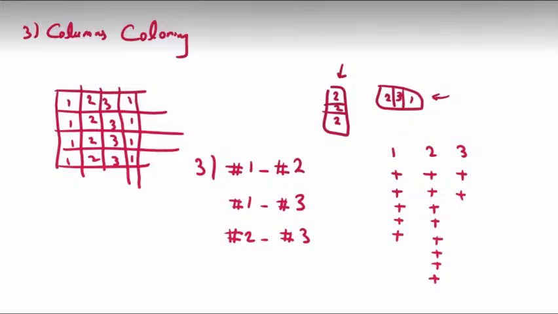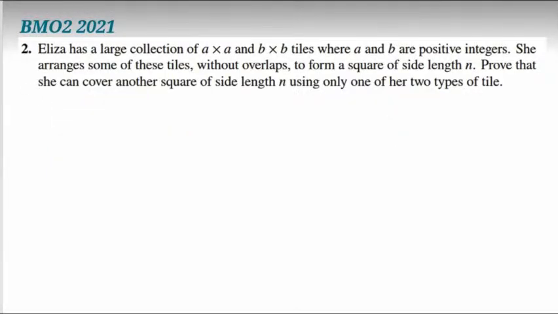Now, first, let's solve this BMO 2 2021. It says Elisa has a large collection of A by A and B by B tiles, where A and B are positive integers. She arranged some of these tiles without overlaps to form a square of side length n. Prove that she can cover another square of side length n using only one of her two types of tiles.